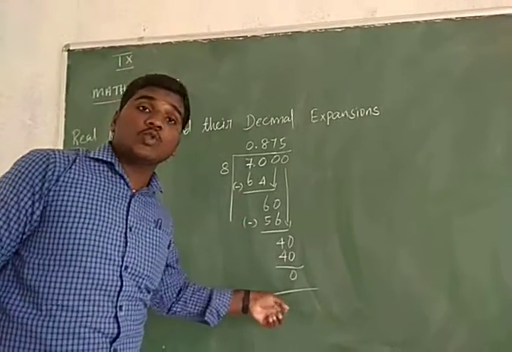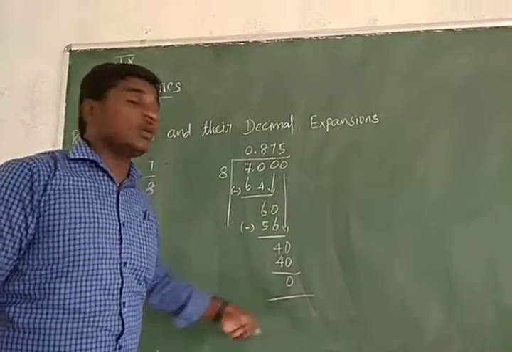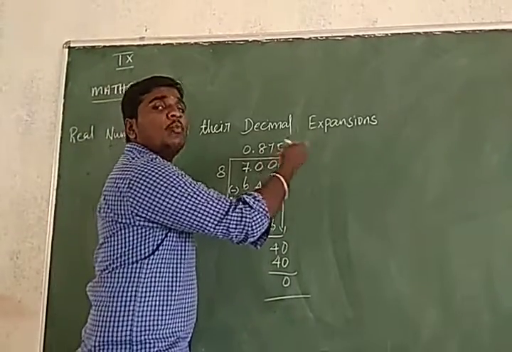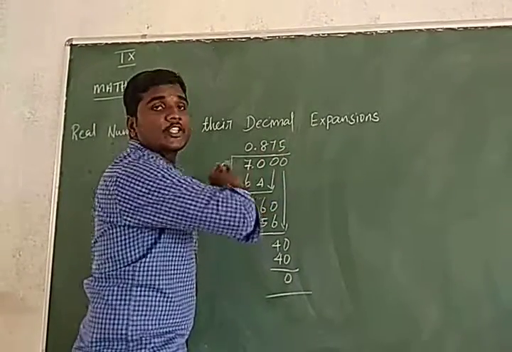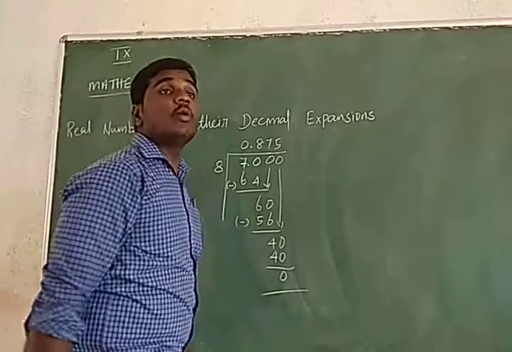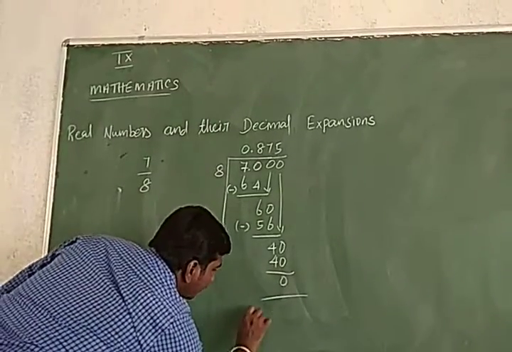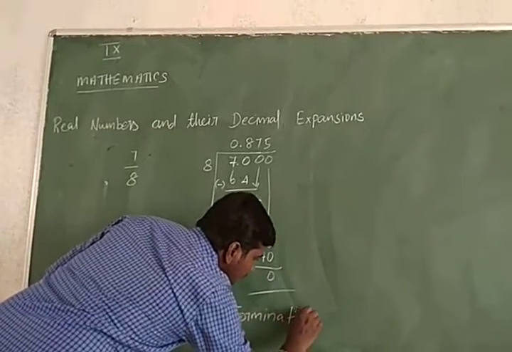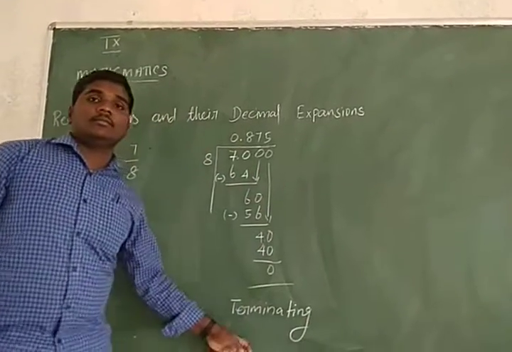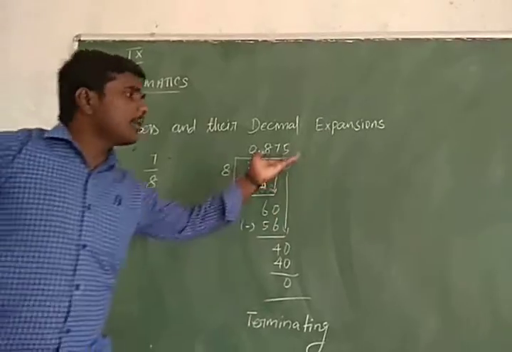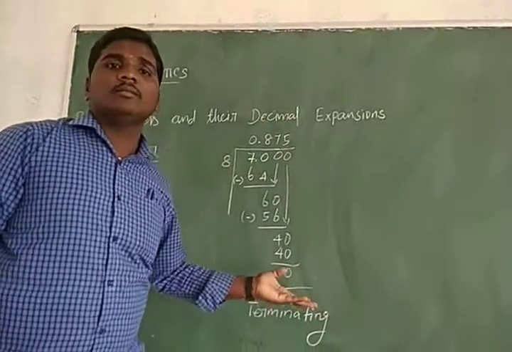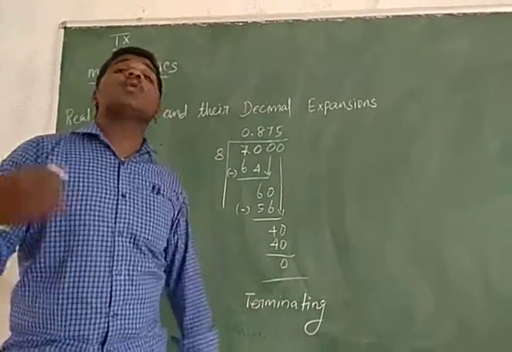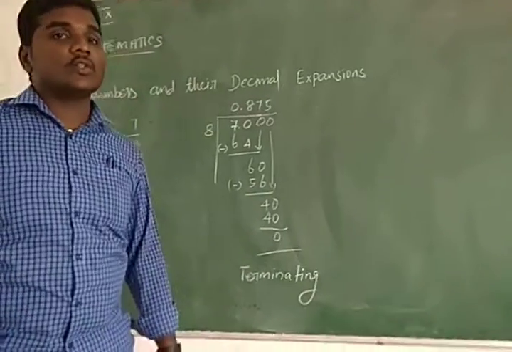Now the remainder becomes 0. Hereafter we cannot continue. The decimal expansion is over. It is called terminating. Terminating means it ends. After this, we cannot find any more decimal expansion. Okay? Right. Next example.